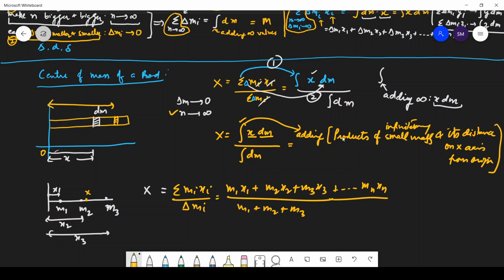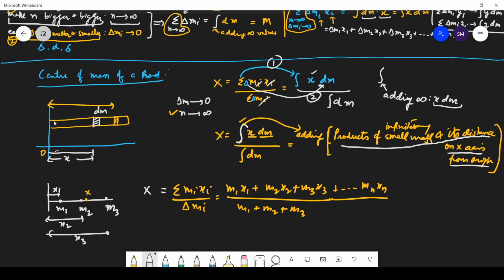So that's your choice, whether you want to write it this way mathematically, integrating x dm, this product, or write it like this. So what does it mean? Adding the product of infinitesimally small mass and its distance on the axis from the origin.